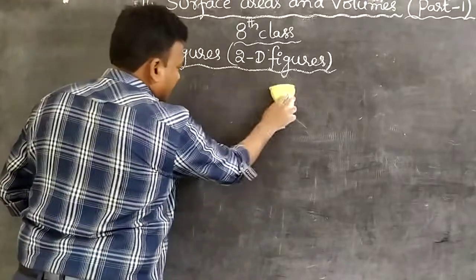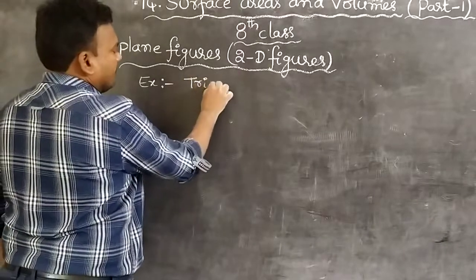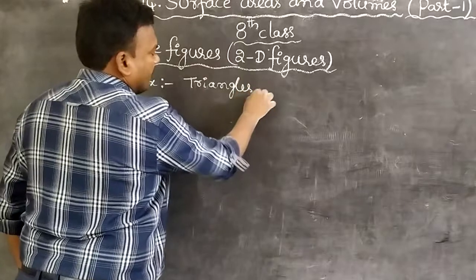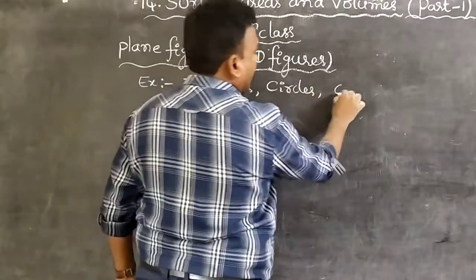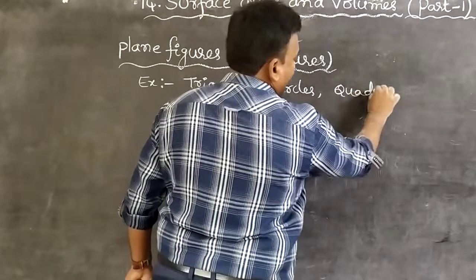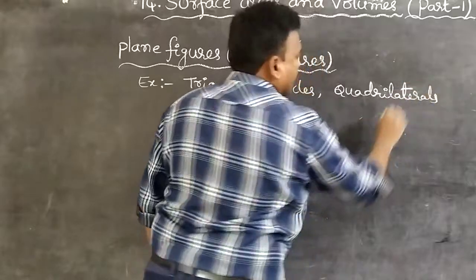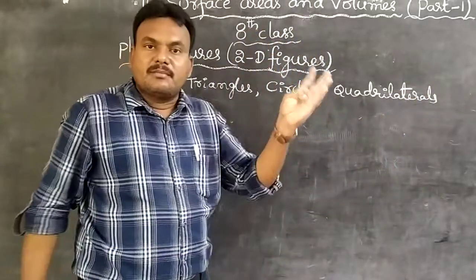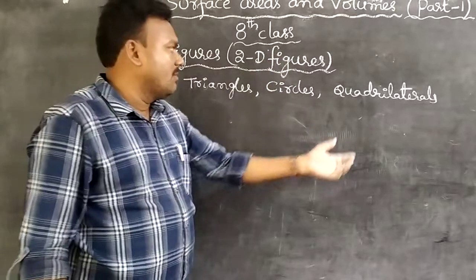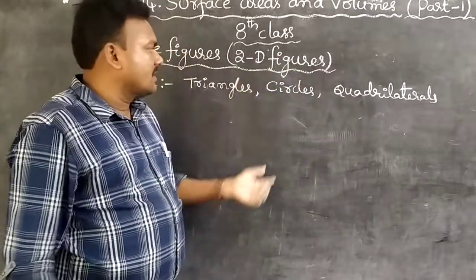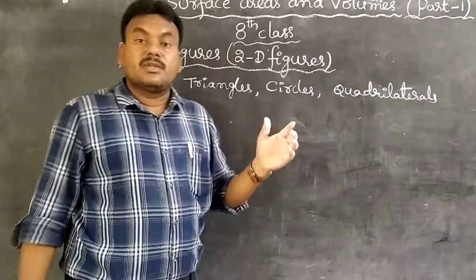In the mathematical way, observe triangles. Next, circles. And again, quadrilaterals. Quadrilateral means we can take all types: trapezium, parallelogram, rectangle, rhombus, and also square, whatever it may be. All are two-dimensional figures. Circle is also a two-dimensional figure.